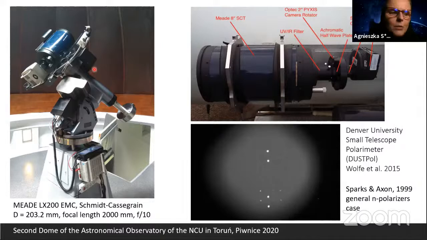We also bought a new camera from Moravian Instruments, G4, 2 CMOS cameras. One will go to this Schmidt Cassegrain telescope, and one will go to the second dome. Our idea is to measure something very simple, but even better than just this simple Savart by Savart polarimeter. This polarimeter will be similar to the Denver University small telescope polarimeter, which is called DustPol.